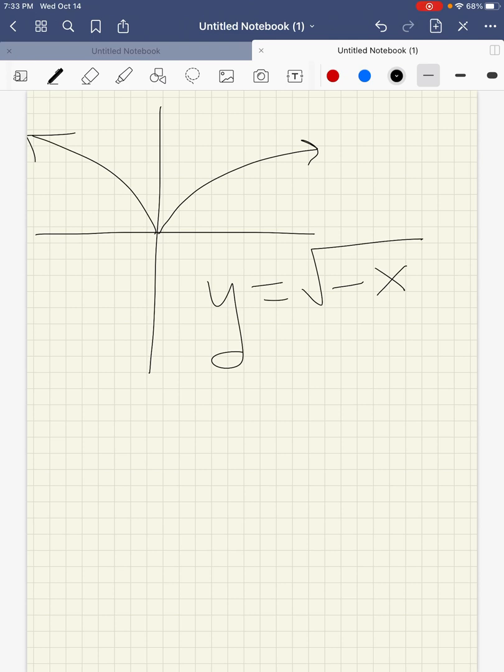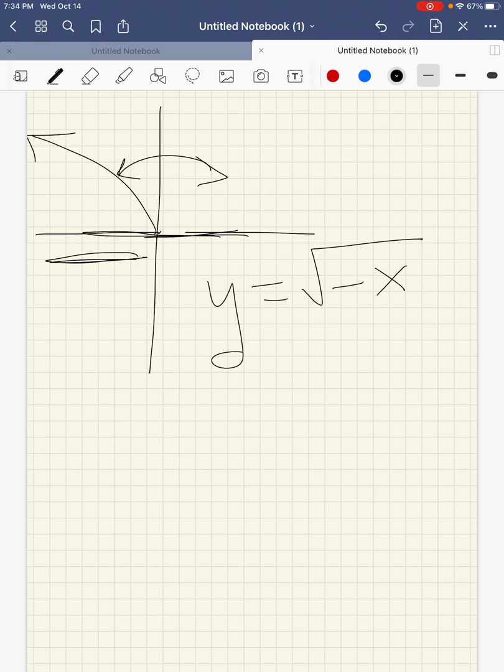Now remember, that's this graph right here, because it looks funny to have the square root of a negative x. But over here, all the x values are negative. So negative times negative means we're taking the square root of a positive number. Okay, we flipped it across the y-axis, so all we did was change the x's to negatives.